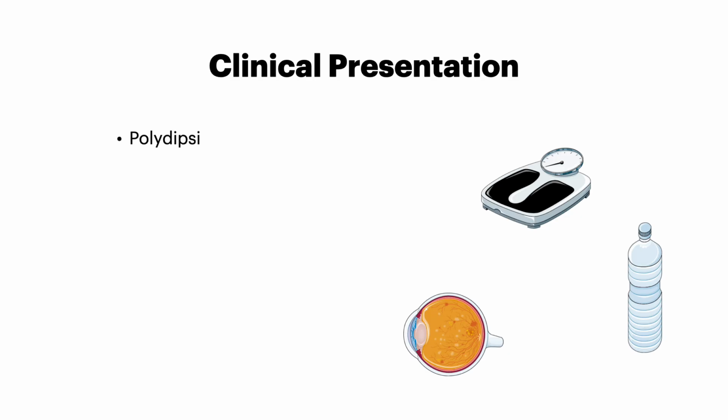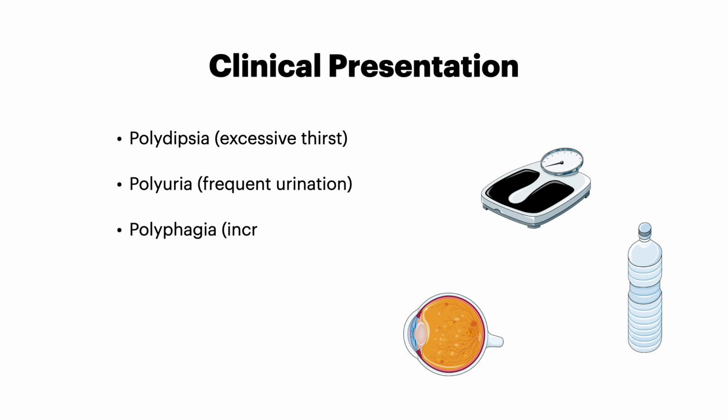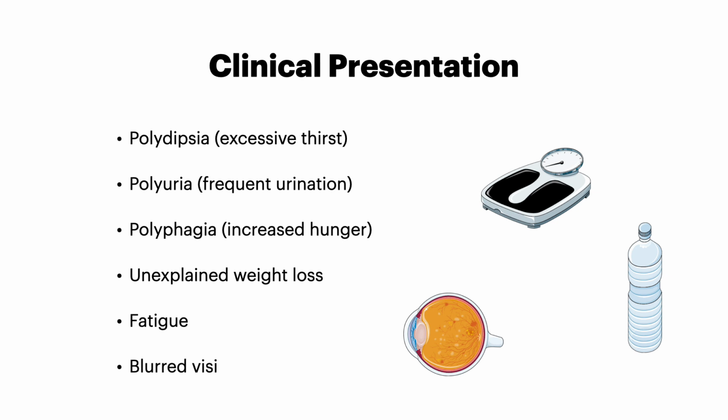So, how might someone present with type 1 diabetes? There are several classic symptoms to watch out for. Excessive thirst that seems unquenchable. Polyuria, frequent urination, including waking multiple times at night. Polyphagia, increased hunger, often despite eating normal amounts. Unexplained weight loss, which can be quite rapid. Fatigue and weakness that interferes with daily activities. And blurred vision due to glucose-related changes in the eye.